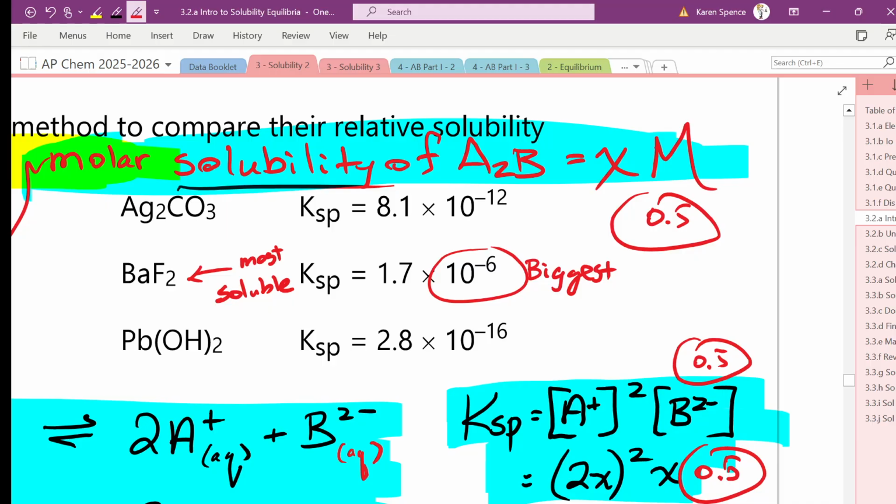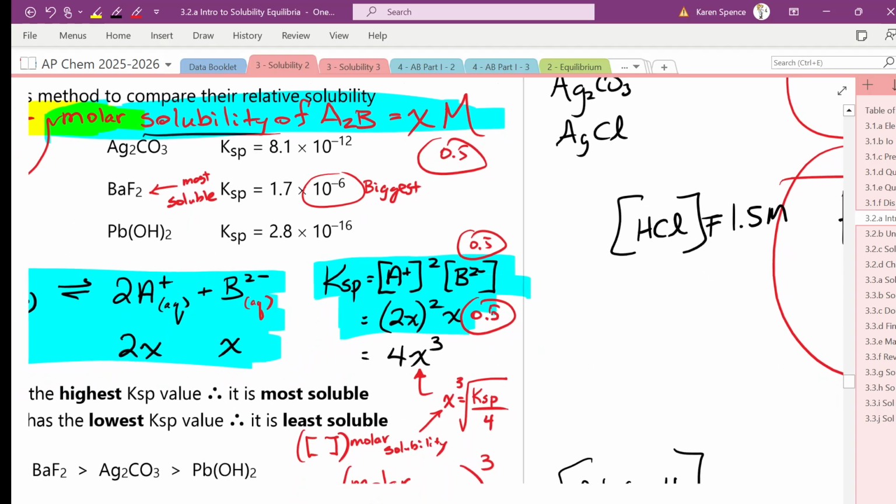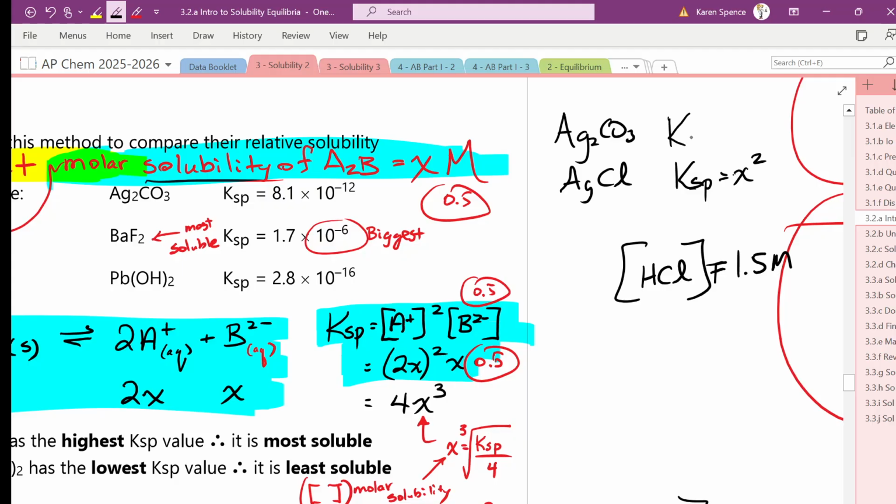You would actually have to do the math. So if I gave you, let's say, Ag2CO3 and I gave you AgCl. Right? Now I have ratios that are different and I would actually need to do the math on them to find the actual X value. So in this case, KSP would equal X squared, right? And for this one, KSP would equal 4x cubed, and you'd actually have to solve for X in both cases.